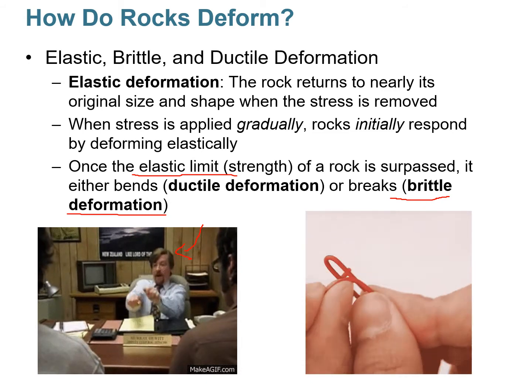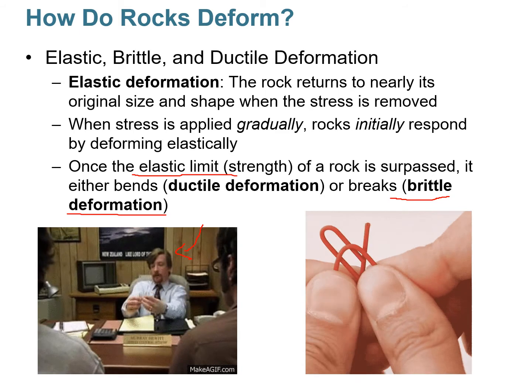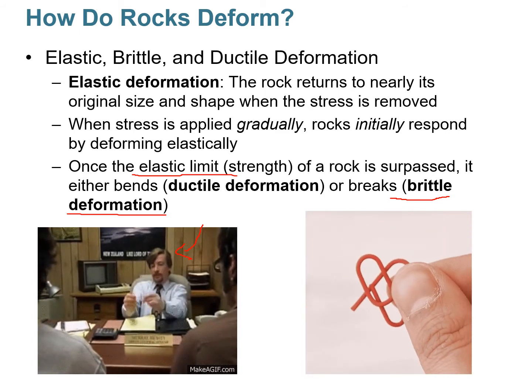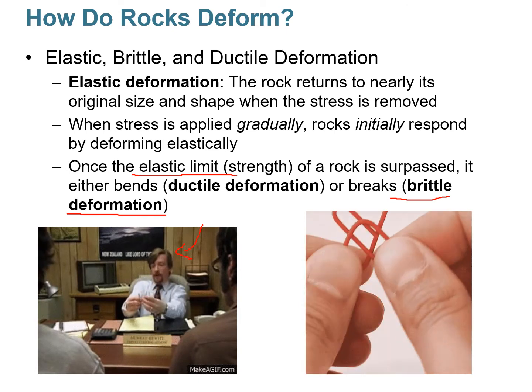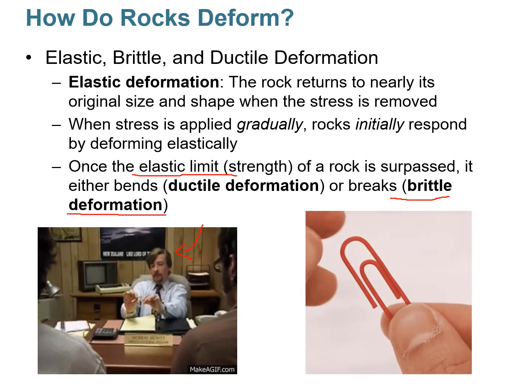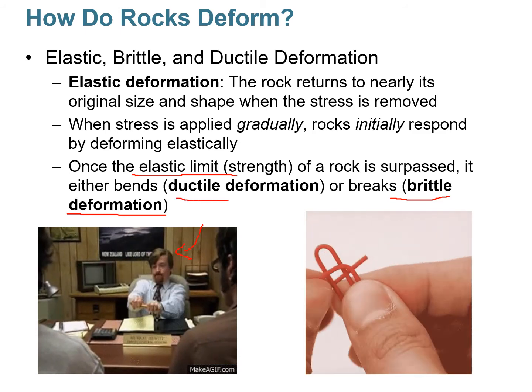That's brittle deformation. You're changing the shape of whatever it is you're putting stress on forever, and breaking it in a rigid fashion. But you can also exceed the elastic limit of a rock or any other substance, and it can bend, and we call that ductile deformation.